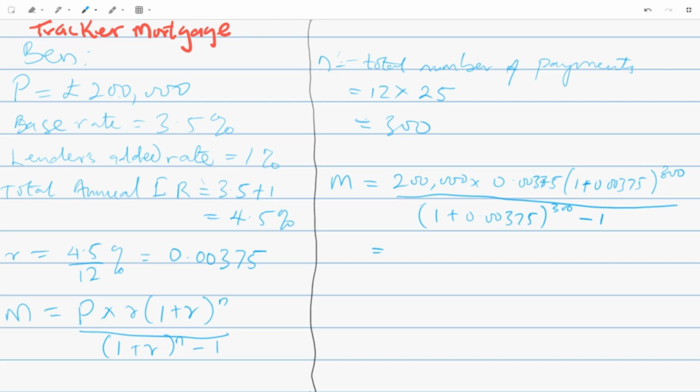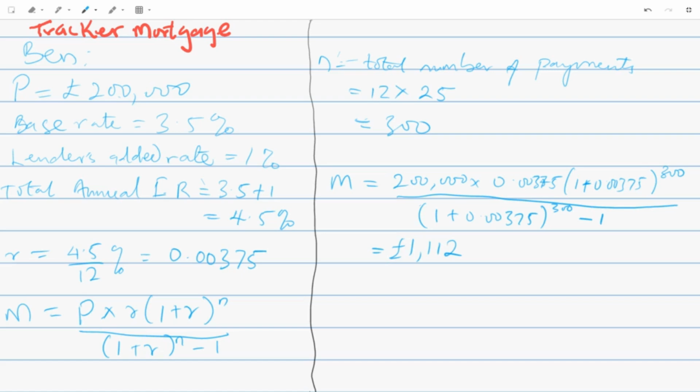Now, as I always say, if you want to do this type of calculation, ensure to do the brackets first before you do the outer bit, and then multiply by the 0.00375 to get the actual accurate result. So if you do this accurately, what you would come up with is 1,112 approximately.